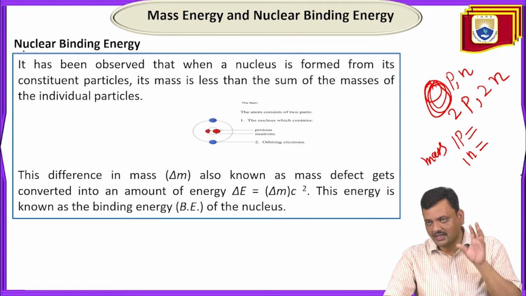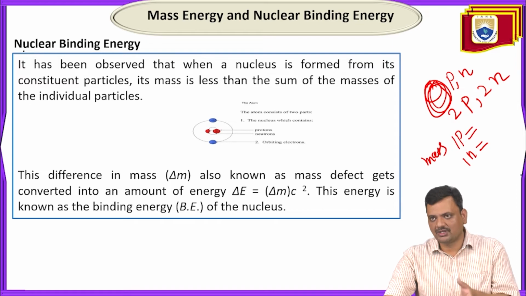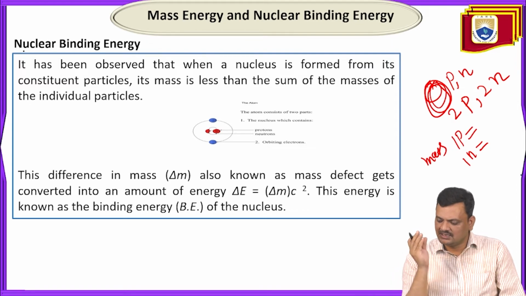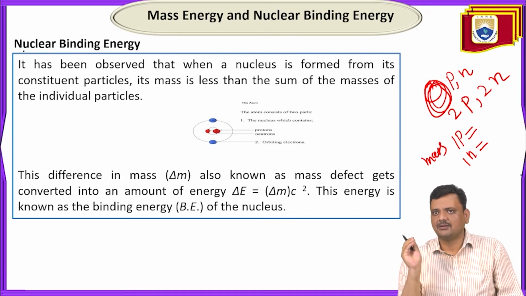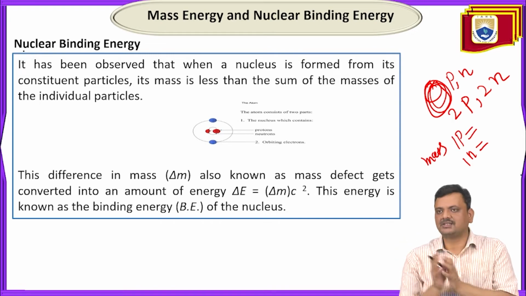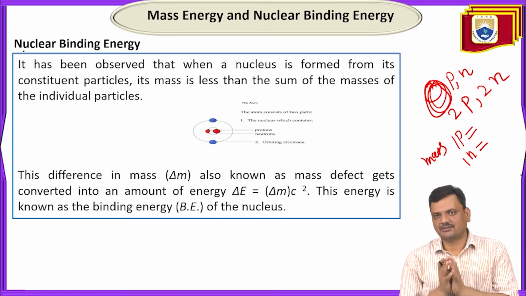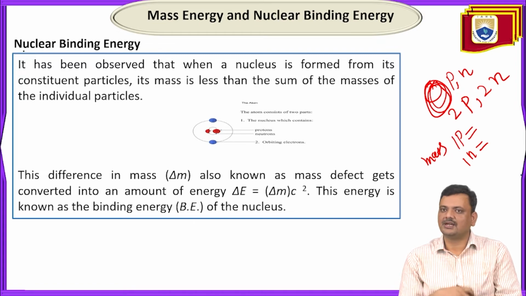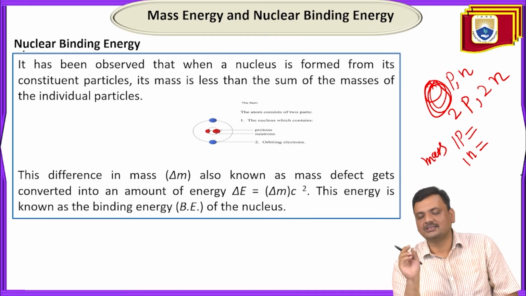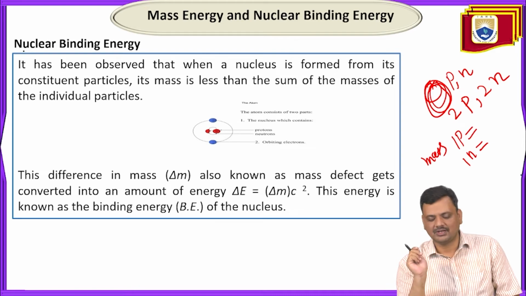When you measure experimentally the mass of a nucleus, you find that the mass of the nucleus is a little bit less in comparison to the mass of its individual particles. So there is a mass defect phenomenon, and that mass defect is stored in the form of energy, which is known as the binding energy of the nucleus.